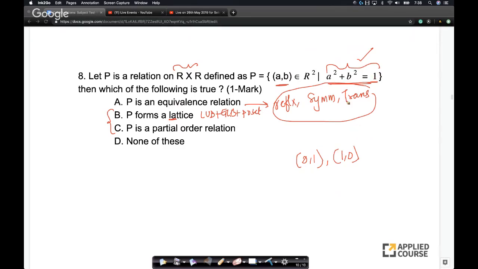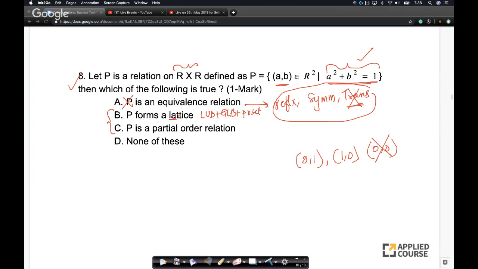Very good. But what does transitivity say? Transitivity says if 0 comma 1 and 1 comma 0 exist, then 0 comma 0 also should exist. But 0 comma 0 cannot exist in this set because 0 square plus 0 square is not equal to 1, which means this relation does not satisfy transitivity. Remember, it doesn't satisfy transitivity. Because it doesn't satisfy transitivity, it's not an equivalence relation.